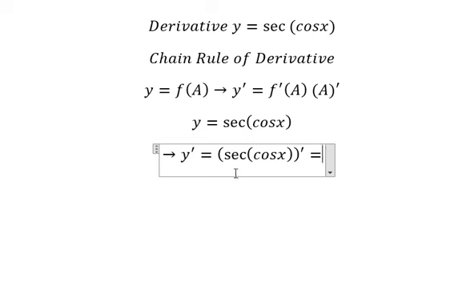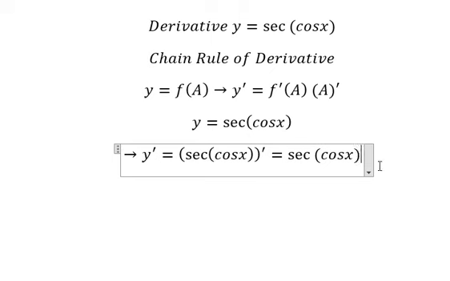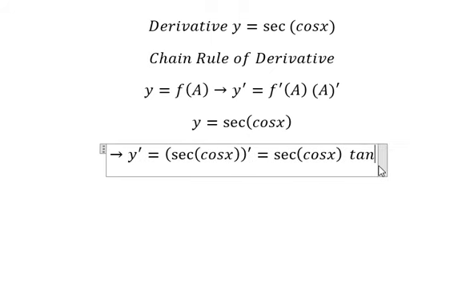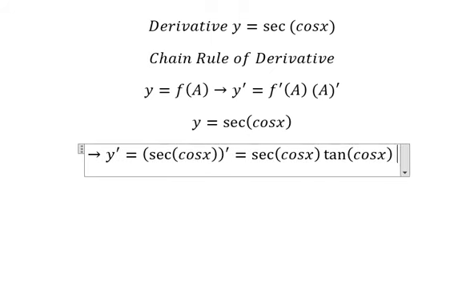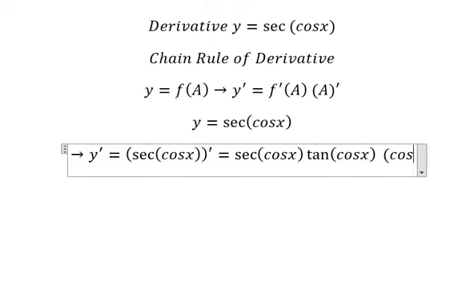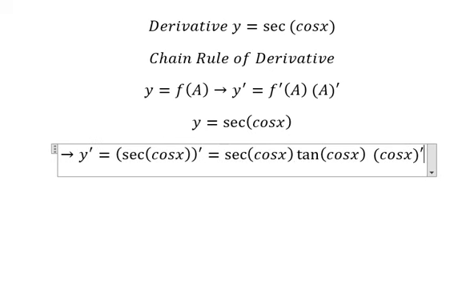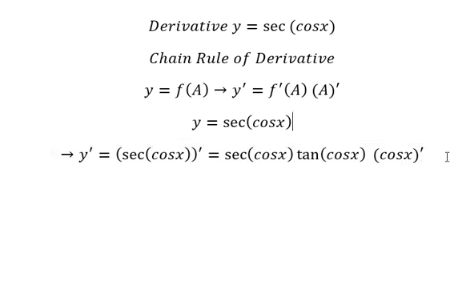So if we do first derivative of secant, we will have secant of cosine x, and we have tan of cosine x. Later that we need to do first derivative of cosine x, and that is about negative sine x.